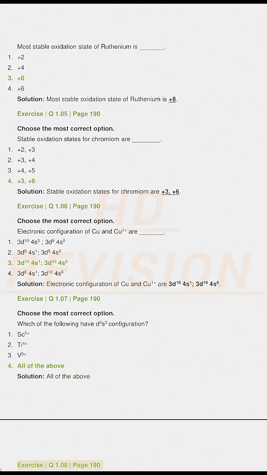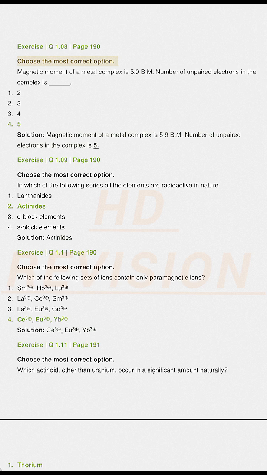Exercise Q 1.08, page 190. Choose the most correct option. Magnetic moment of a metal complex is 5.9 BM. Number of unpaired electrons in the complex is _ 1. 2, 2. 3, 3. 4, 4. 5. Solution. Magnetic moment of a metal complex is 5.9 BM. Number of unpaired electrons in the complex is 5.